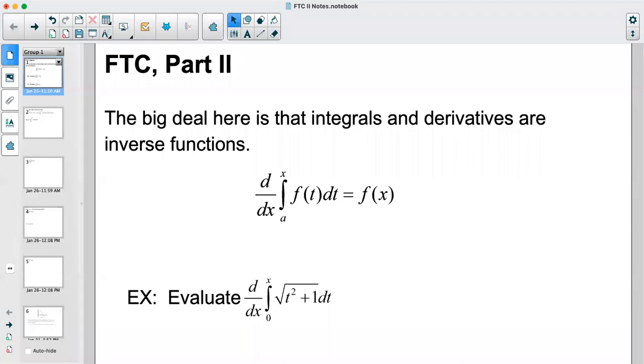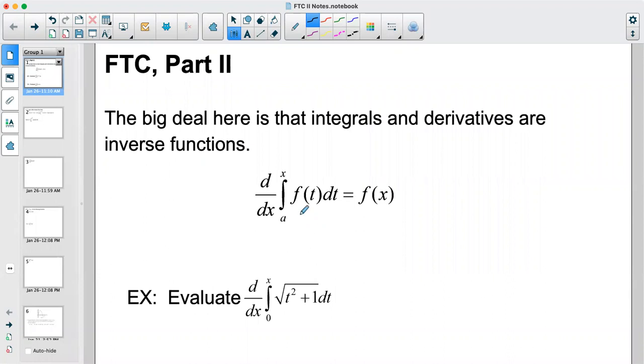Hey guys, this is FTC part 2. It's a pretty short lesson. I'm hoping I can get this all knocked out in one video, so I'm going to try to do it relatively quickly. But really, the big deal here, as it says right there, is that integrals and derivatives are inverses of each other.